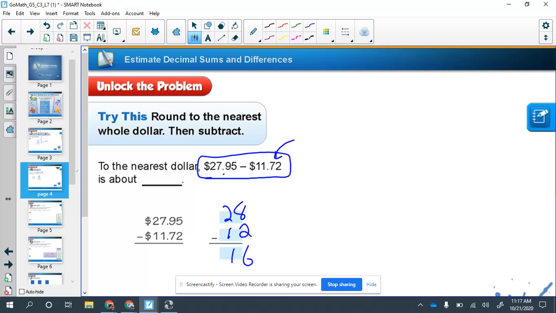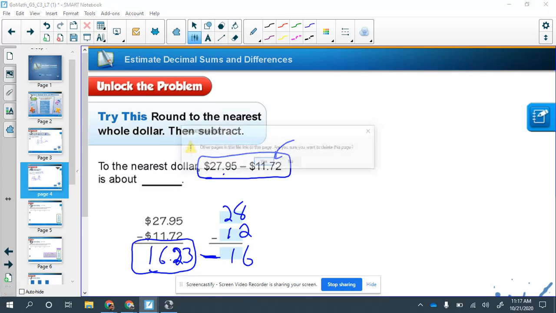Now, if we did the true math, right, 5 minus 2 is 3. 9 minus 7 is 2. 7 minus 1 is 6. 2 minus 1 is 1. Right here is the actual answer. The exact answer is $16.23. Right? And that's just really close to 16. We're really not going to worry too much about those 23 cents. So that's rounding to our nearest whole number to subtract.